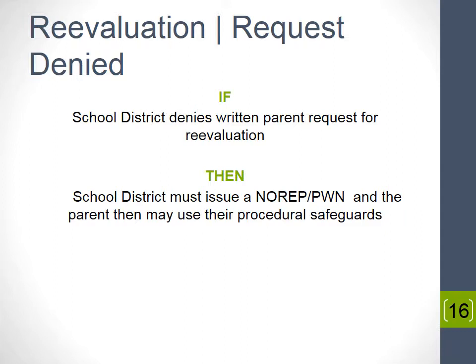School districts can deny a parent request for reevaluation. However, if the school district denies the request, the school district must provide a Notice of Recommended Educational Placement, NOREP, or prior written notice. At this point, the parent might want to use their procedural safeguards in order to resolve the disagreement. Please be sure to visit the PEAL website for the Rights Done Right video series.